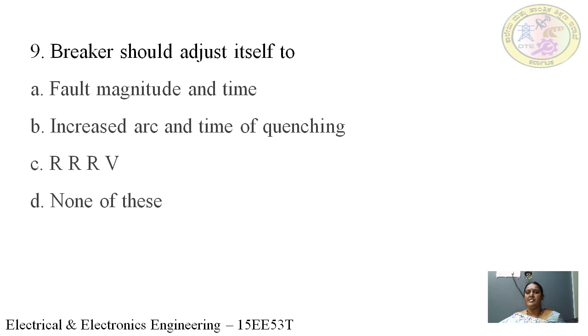Breaker should adjust itself to fault magnitude and time, increased arc and time of quenching, RRRV, none of this. RRRV, what is RRRV? RRRV is the rate of rise of recovery restriking voltage. Rate of rise of restriking voltage. The correct answer is fault magnitude and time.